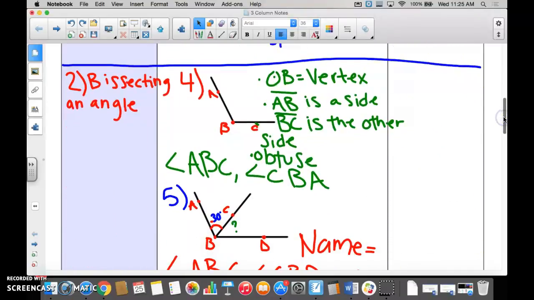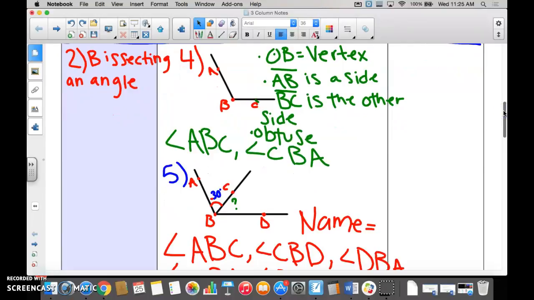All right, number 2, we have bisecting an angle or dissecting, whichever one you wrote. So for 4, we have an angle drawn, ABC. We know that point B is our vertex. We know that line AB and line BC are both going to be our sides. We also know that ABC is obtuse because it is greater than 90 and less than 180, which you don't really need to know yet because we talk about that in the next lesson, but it's good that you already do know it. And then we know that the names of this angle can be either ABC or CBA.